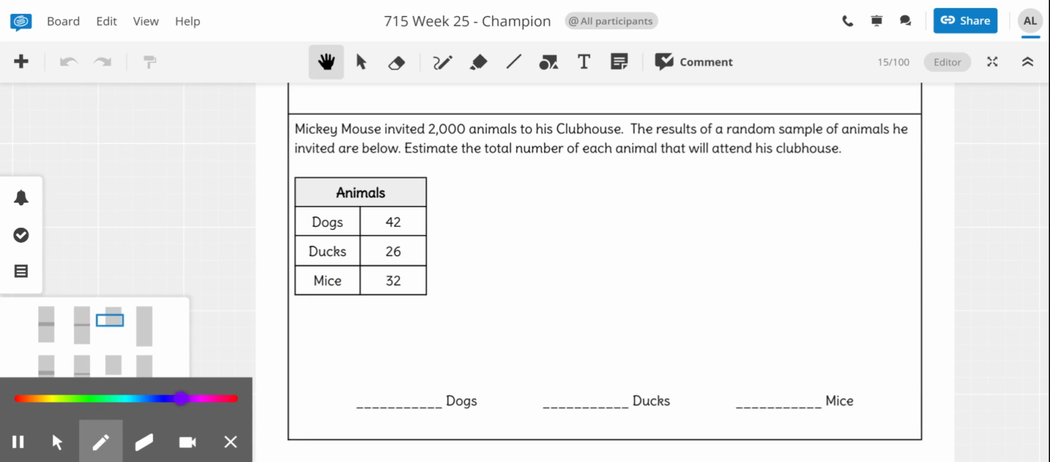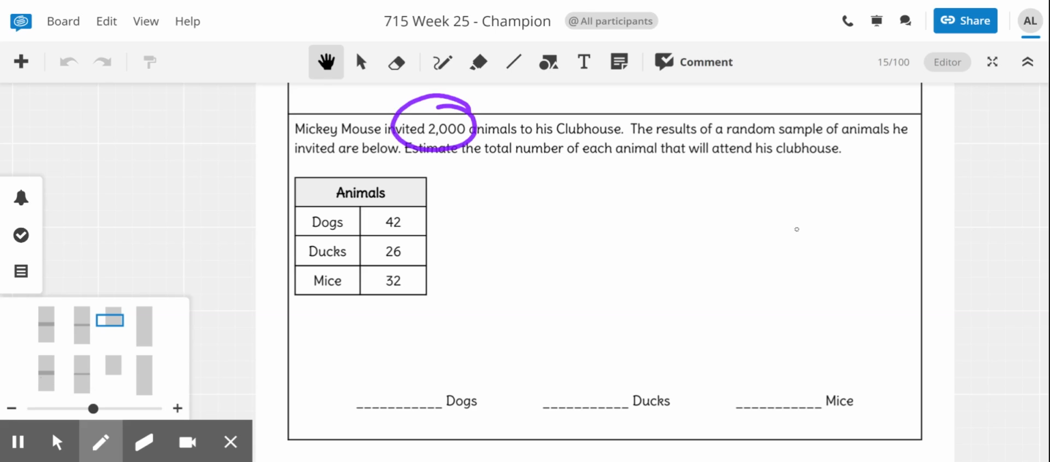Okay, here's the third kind of problem for predictions. This is where we're given a table. Mickey Mouse invited 2,000 animals to his clubhouse. The results of a random sample of animals he invited are below in this table. Estimate the total number of each animal that will attend his clubhouse.